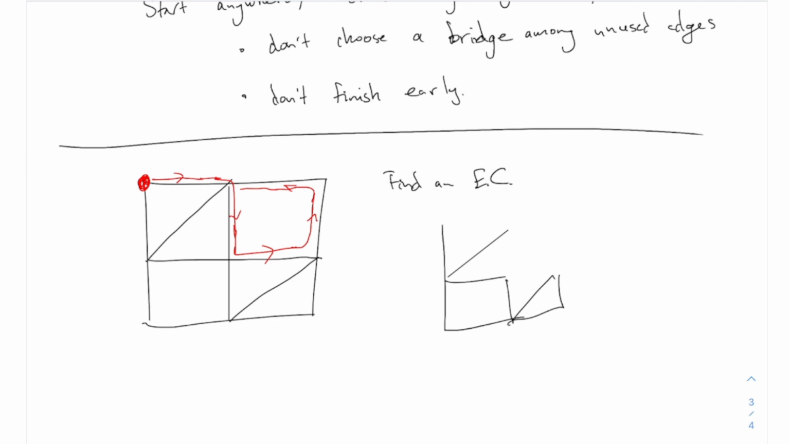Let's continue. I'm right here at this point, right? So you've got to go down that diagonal. That's the only edge to choose at this point. And then I'm looking at something like this, right? And from there, I don't want to follow any bridges. I also don't want to finish early. So from here, you should not go up to the starting point again because I'm not done yet, right?